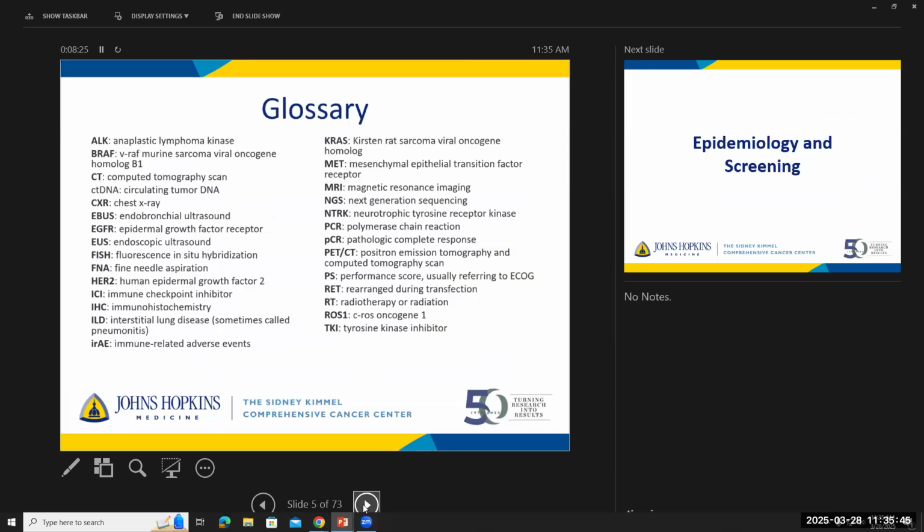This is a glossary because I'm going to have to use a lot of abbreviations, or you're going to see a lot of abbreviations on your slides. This is them all spelled out for you in case you don't know what something means on a slide. It should be contained here.